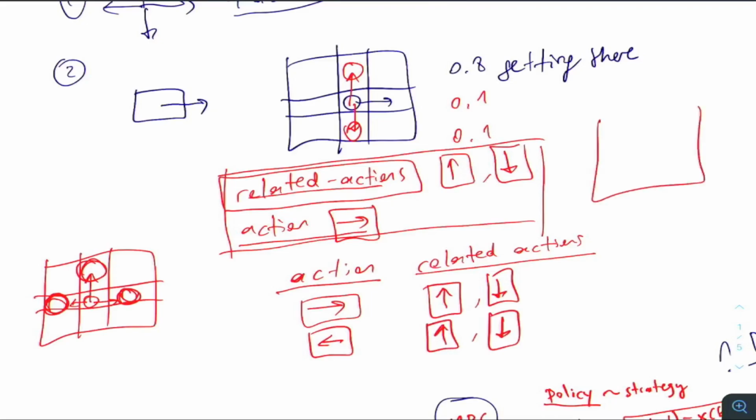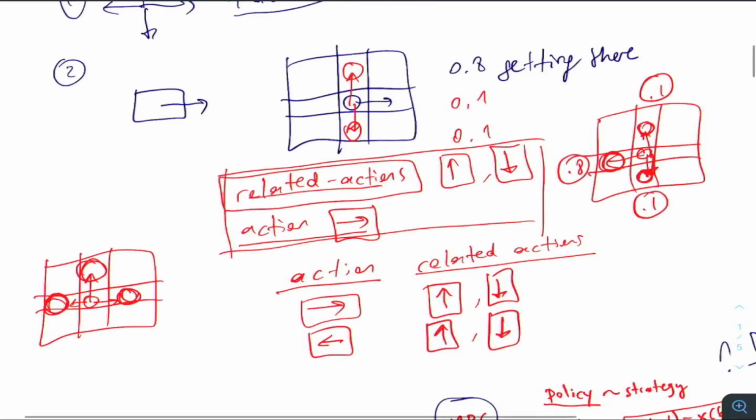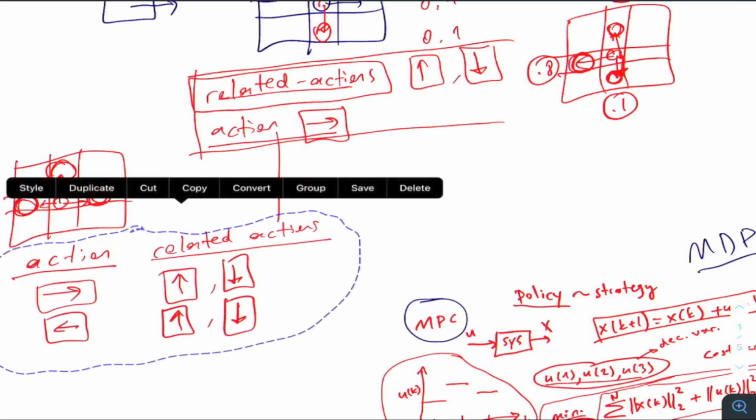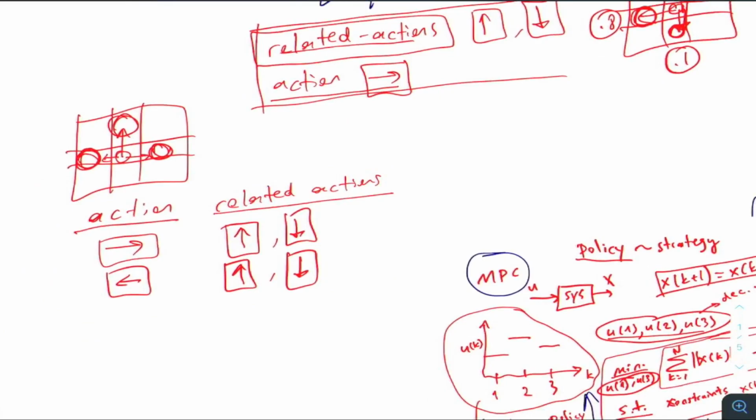Let me explain. Let's say you are trying to go left, and you have 0.8 chance of getting to that location, 0.1 chance of getting to another location, and also 0.1 chance of getting to the other location. 0.8, 0.1, and 0.1. And up, again up and down, left, I'm sorry.